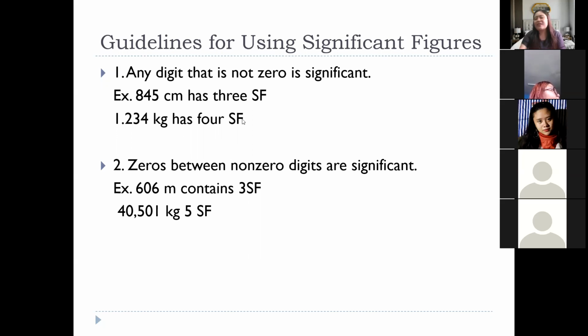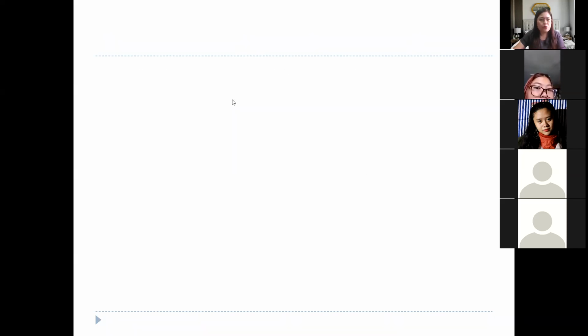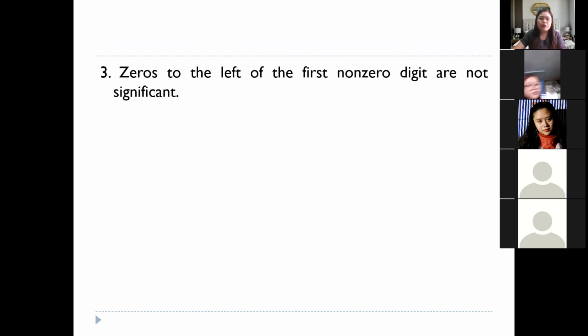Again, 40,501. We will be counting all the non-zero digits and adding the zeros in between. That's number 2 guideline, or number 2 rule.